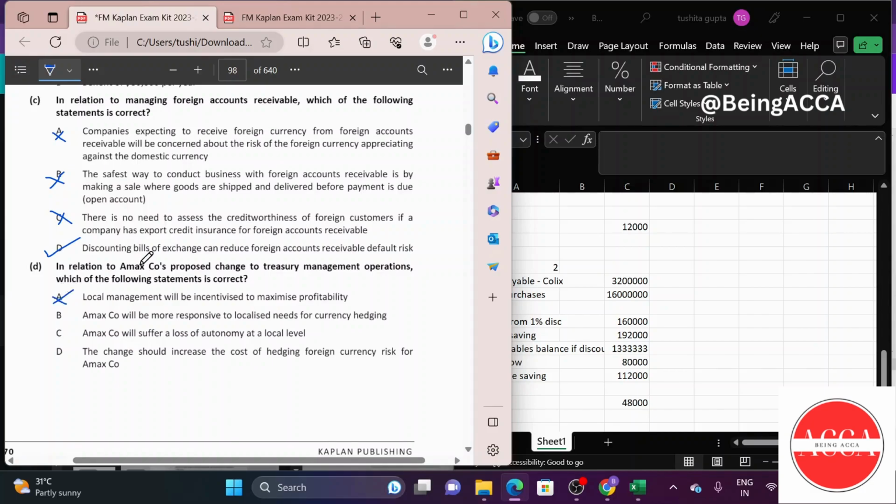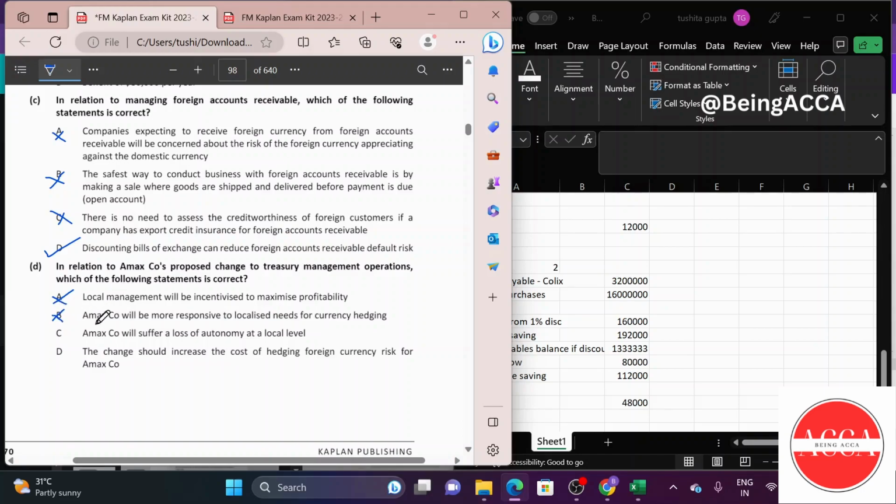Moving to the next one, Amax company will be more responsive to localized needs for currency hedging. Now, this statement is also incorrect, because centralized treasury management will rather be less responsive, because they will be working on the work of all the units at once. So for local needs, they might delay. So this is also wrong.